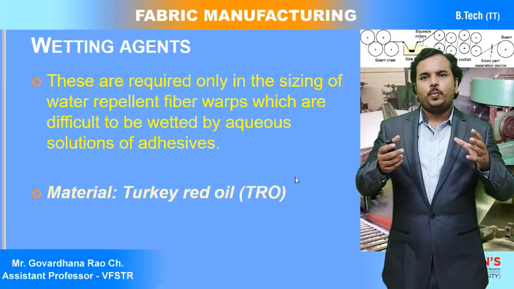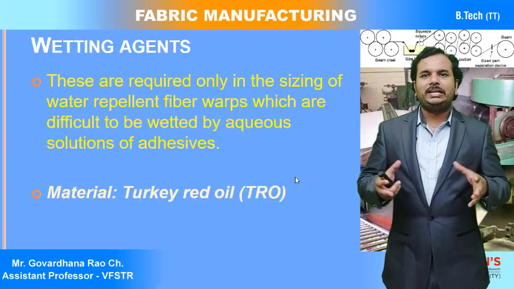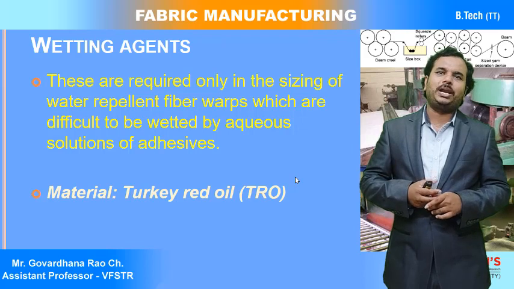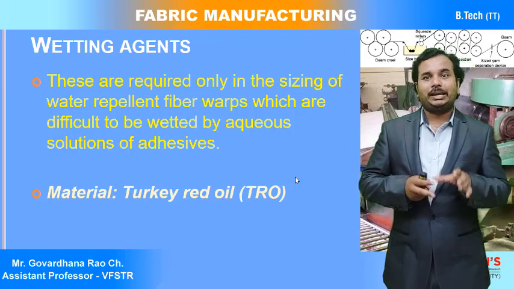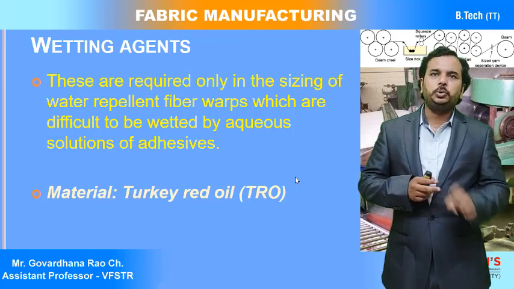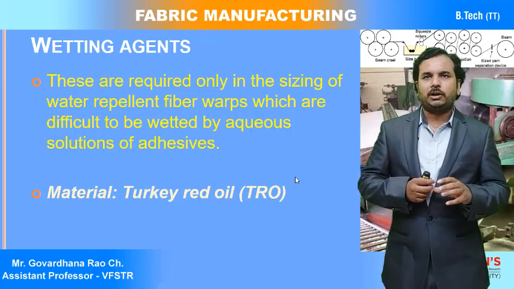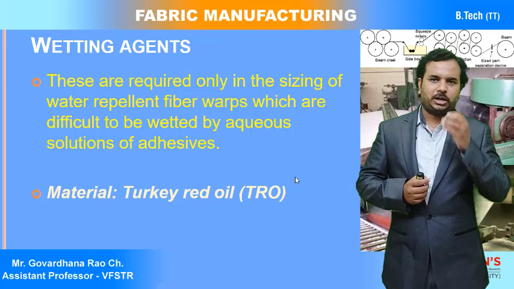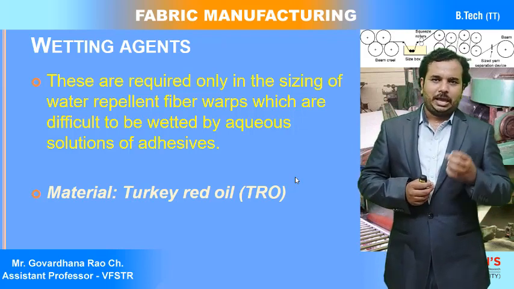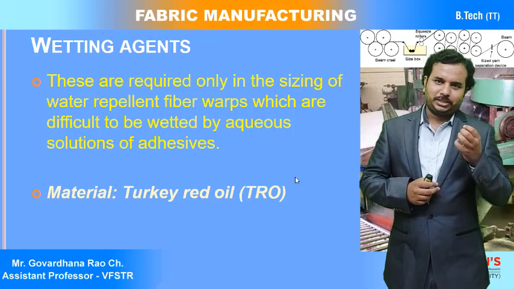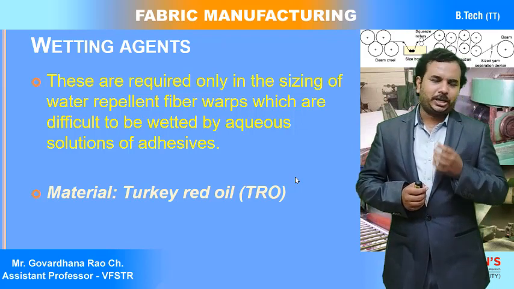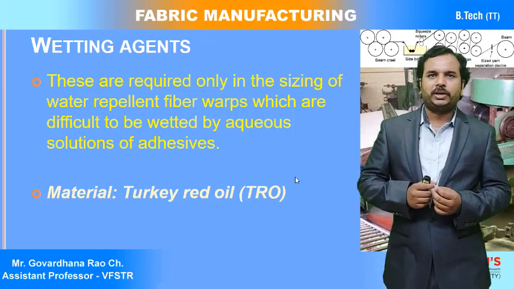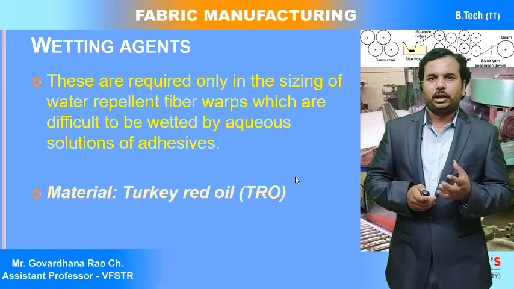And there are wetting agents. Now these are required only in the sizing of water repellent fiber warps, which are difficult to be wetted by aqueous solutions of adhesives. So for water repellent fibers or water repellent yarns, we use wetting agents, so that the yarn becomes wet. After the size application also it will not be over dried. The material used for this wetting agent is Turkey red oil, TRO.